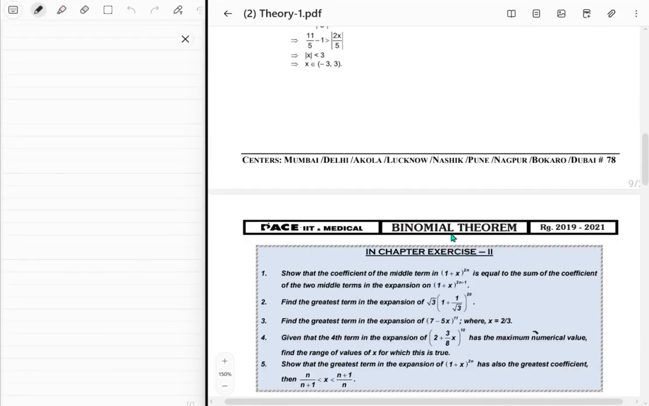Yeah, so in chapter exercise 2, first question: show that the quotient of the middle term in this thing is equal to the sum of the coefficients of the two middle terms in the expansion of this. Those will be 2n+1 C n plus 2n+1 C n+1, which is the same thing as 2n+1 C n. So two times this, basically.